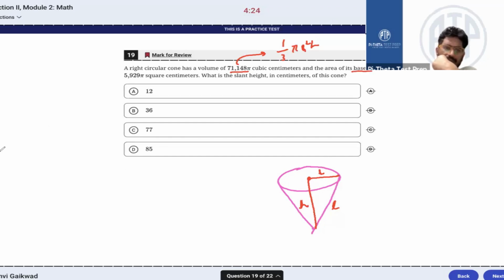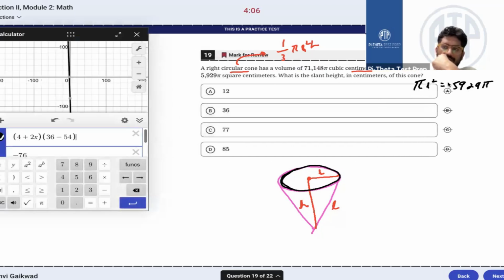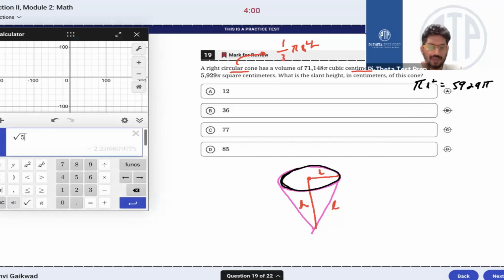And the area of the base. What base are they talking about? They're talking about this base. Area of the base means the area of the circle, and that is nothing but pi r square, equal to 5929 pi. If I go to the calculator here, I will cancel pi. So what is the square root of 5929? I'll go to the dashboard. I'm getting 77. That means my radius is 77 here.